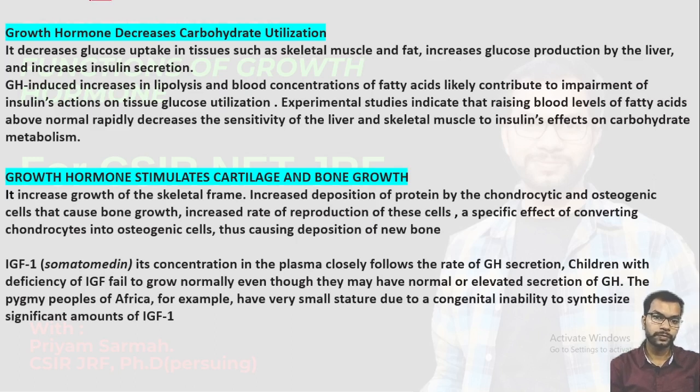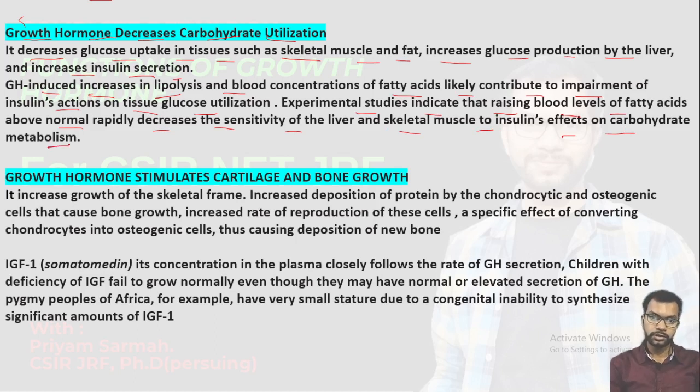Growth hormone decreases the carbohydrate utilization. It decreases the glucose uptake in tissue such as skeletal muscle and fat, increases glucose production by the liver, and increases insulin secretion. Growth hormone increases the lipolysis and blood concentration of fatty acid, likely to contribute to the impairment of insulin actions on tissue glucose utilization. Experimental studies indicated raising the blood level of fatty acid above the normal rapidly decreases the sensitivity of the liver and skeletal muscle to insulin effect on carbohydrate metabolism.